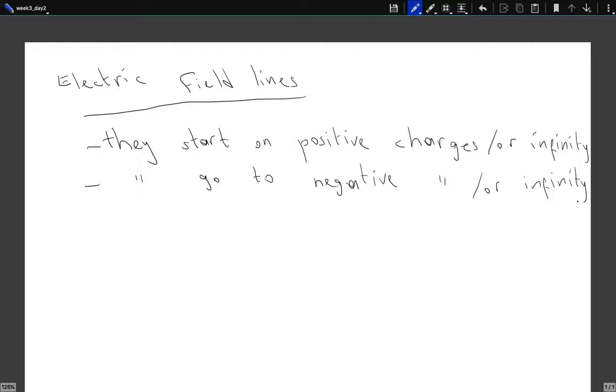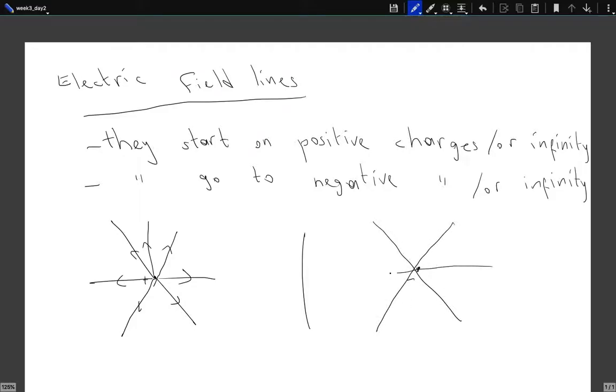For example, if you have a single positive charge, let's say over here, the electric field line will start from this positive charge and they will just go up until infinity. If you have a positive charge, these are the electric field lines. Or if you have a negative charge, then these will be the electric field lines. Oh, sorry. It's the other way around.